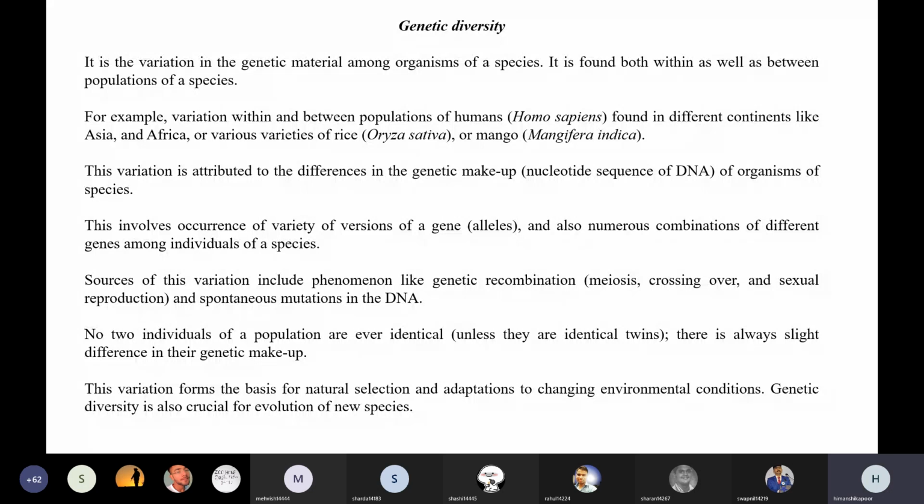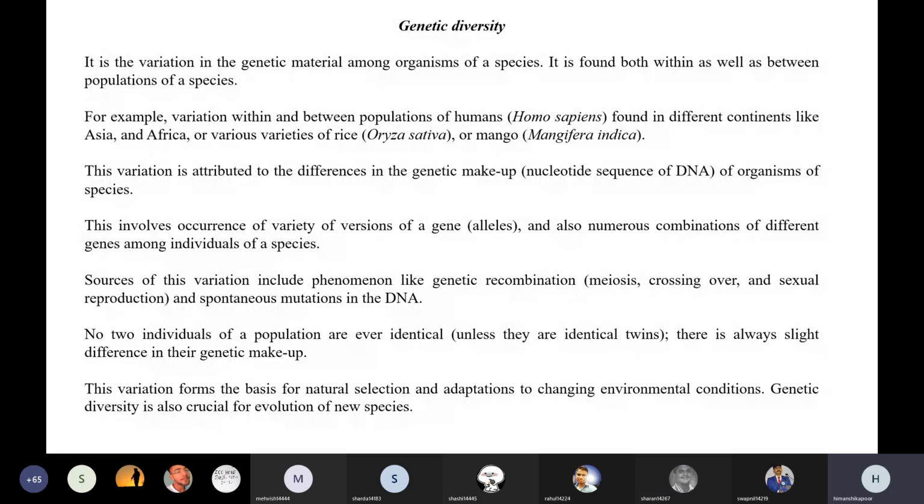Sometimes the dominant character is expressed, and sometimes the absence of this dominant character leads to the expression of the recessive trait. You understand this much? Is it clear to everyone? Yes, ma'am.